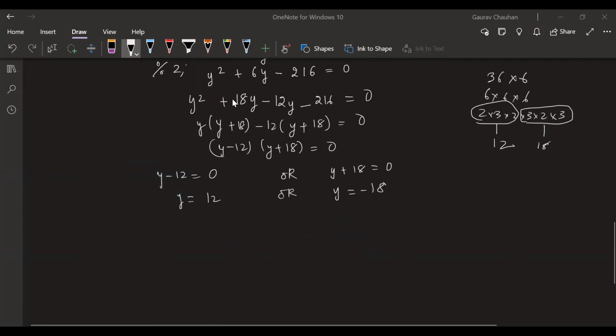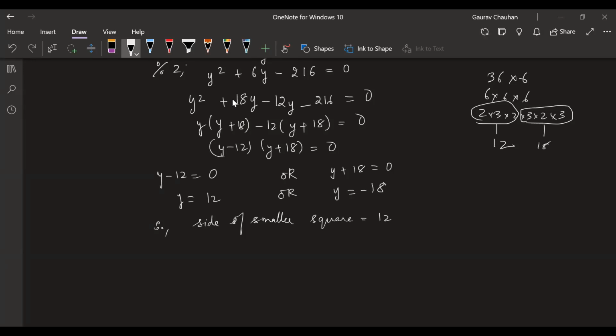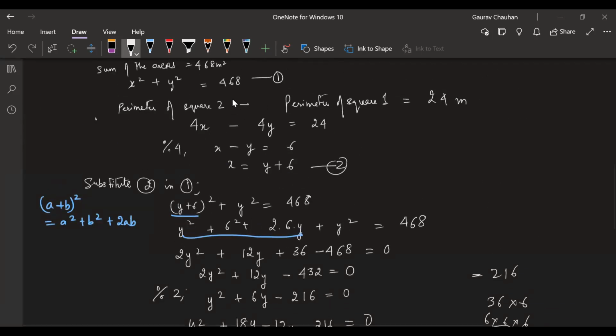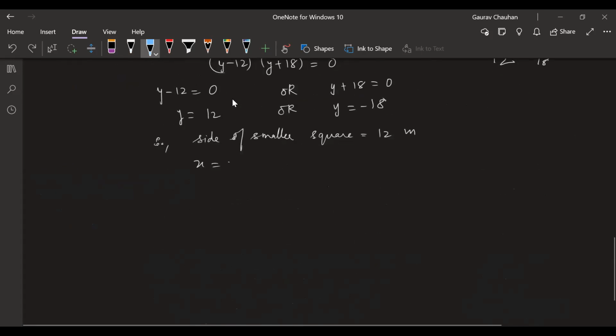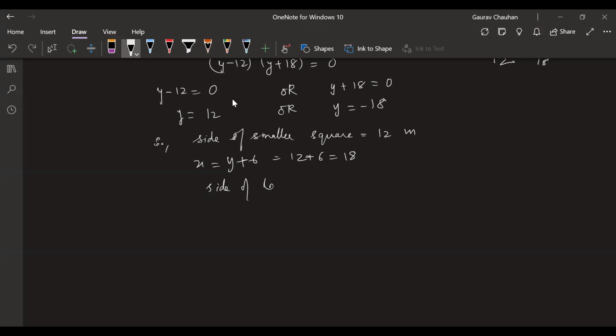Therefore, side of smaller square is equal to 12 meter, and x is equal to what? x is equal to y plus 6. I have that here. So x is equal to y plus 6. That's equal to 12 plus 6. That's equal to 18. So side of larger square is equal to 18 meter.